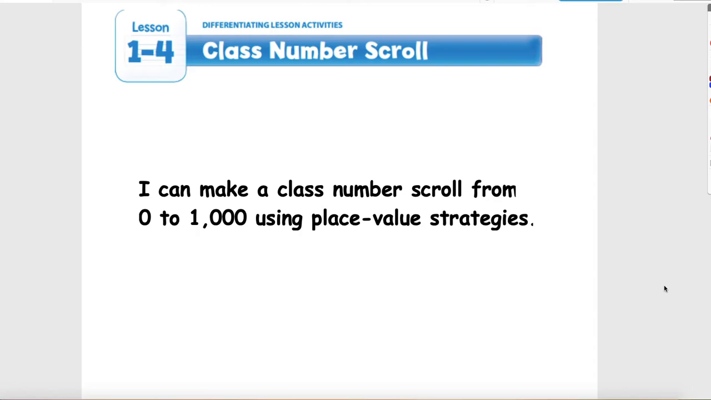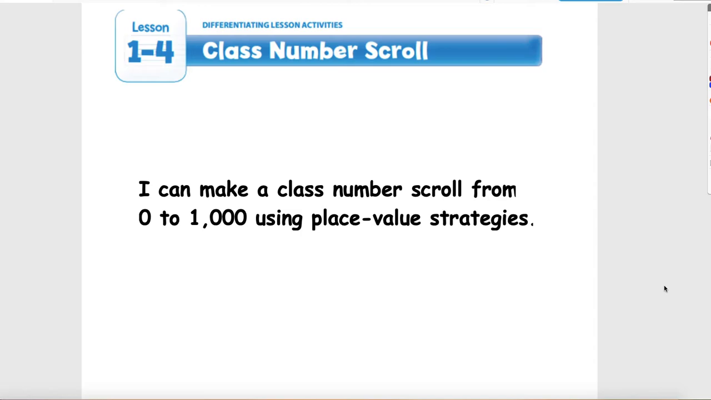But maybe tomorrow, if you're interested in working on a class number scroll, what we've done in the past is work together as partners or small groups. We've each taken a piece of paper that has some of the number grid numbers on it, and we make a number grid that goes from 0 all the way to 1,000. It's a huge, long number grid. Then we get to hang it on the wall, and it's really cool to see how long it gets. And we work together to do it.